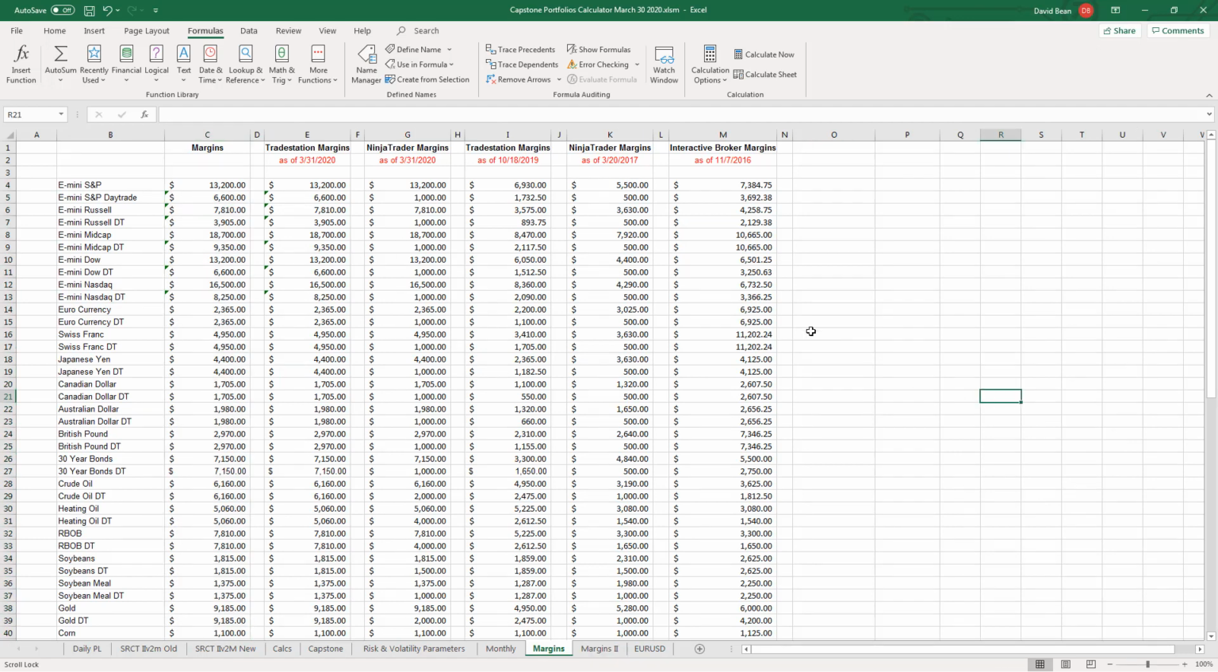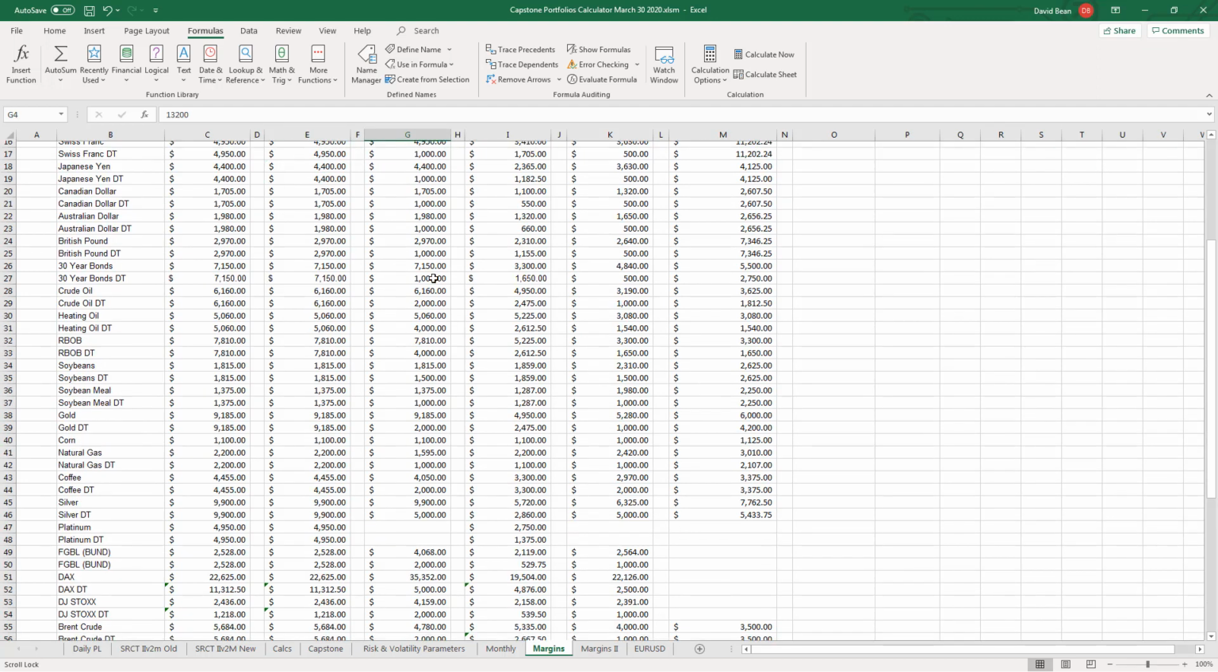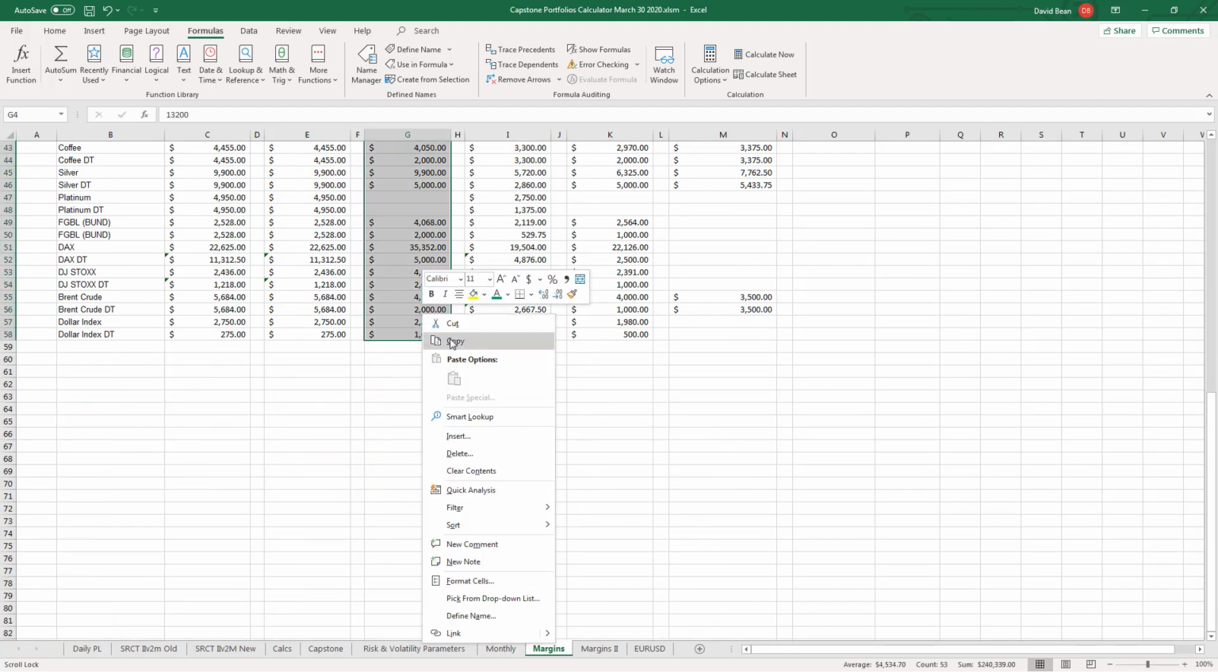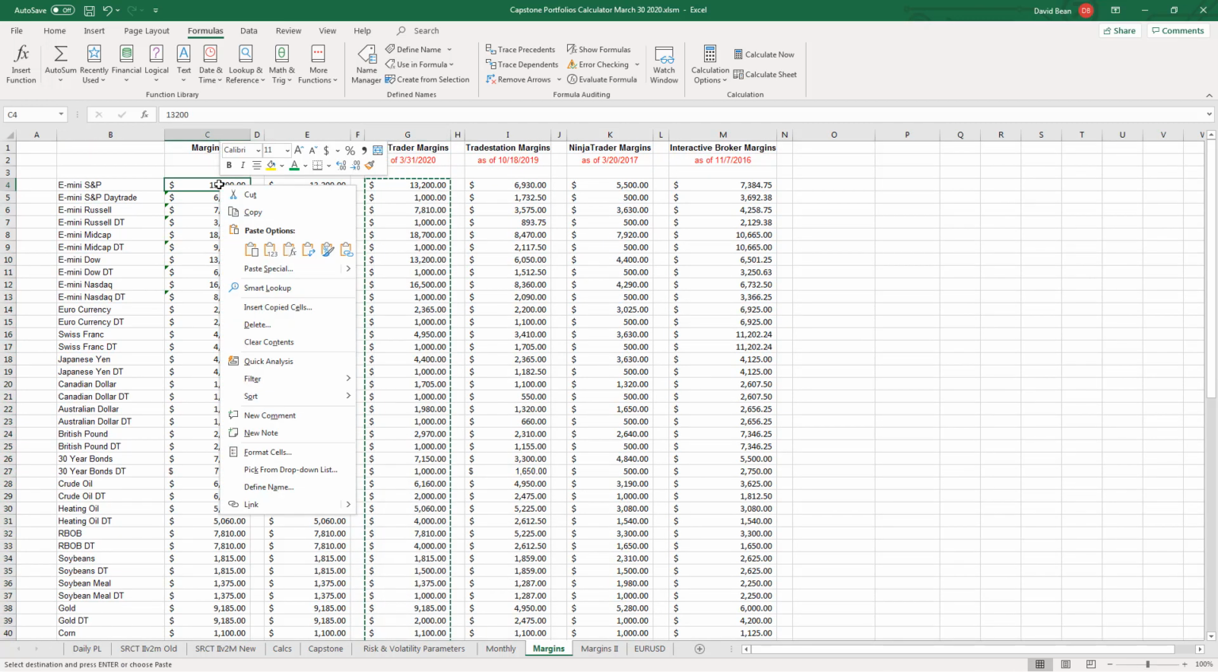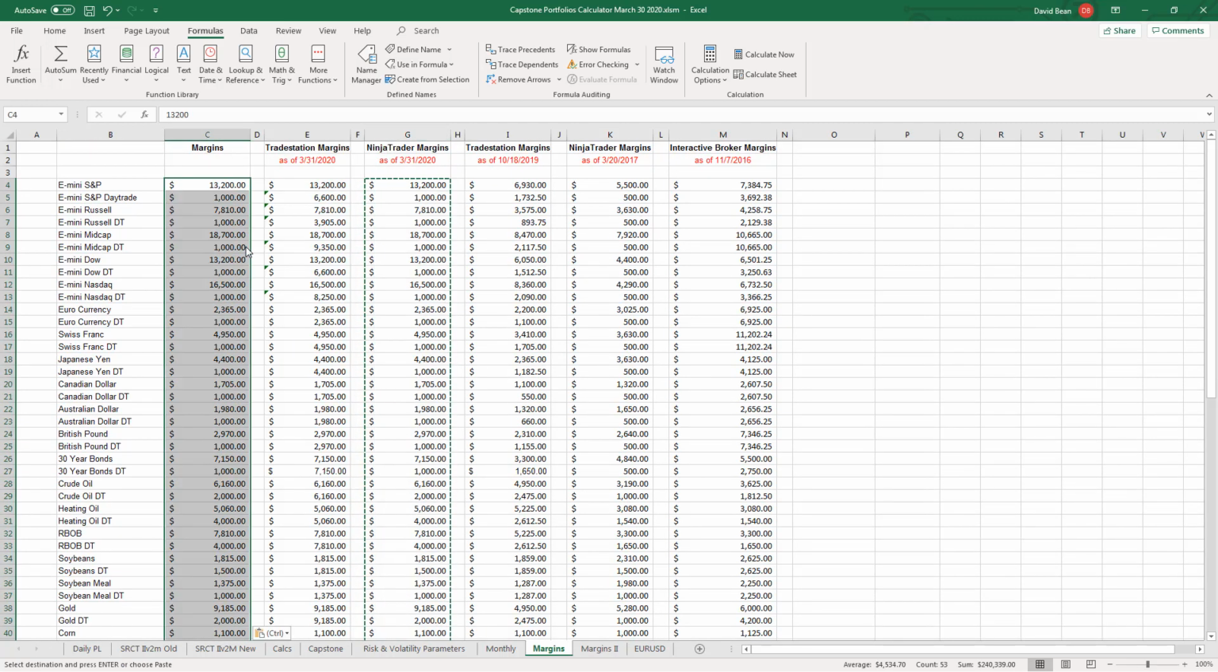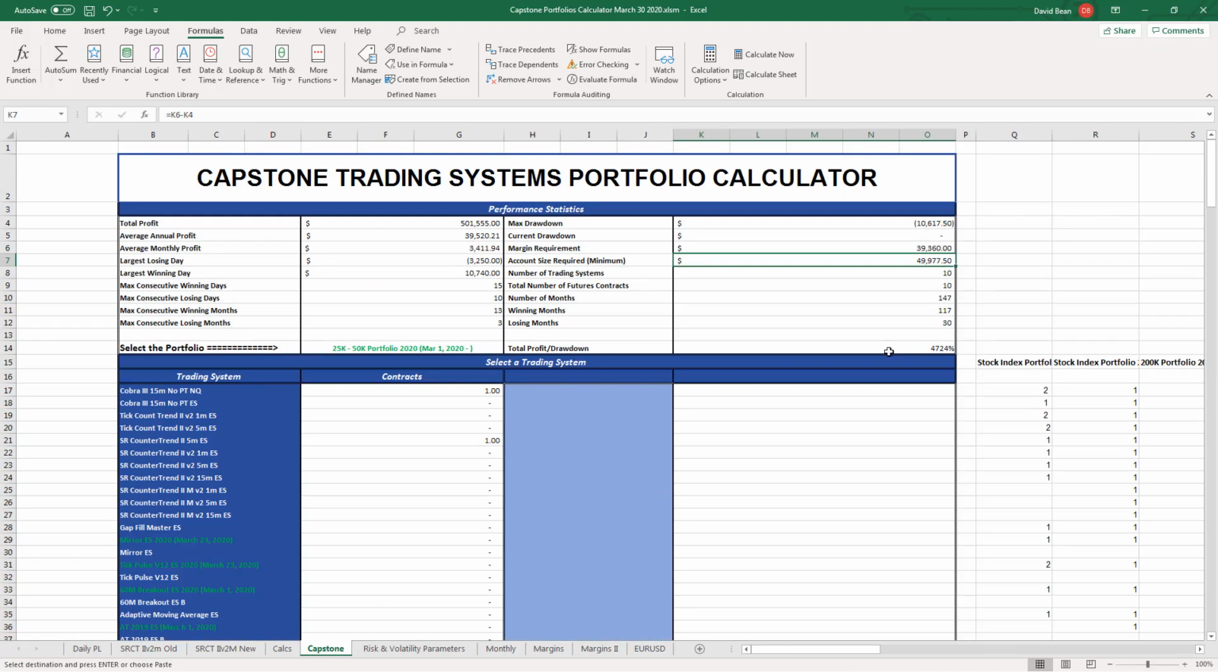You can go into the margins tab and you can put in any margin you want in this column, or you can copy and paste mine. And for NinjaTrader margins, I'm going to show you where I get that in a minute from the website. You can paste it right there and come back over here to the capstone tab, and you'll see that the margin requirement at the NinjaTrader brokerage right now is 39,360 with worst case drawdown. So you're right at 50K to trade that at a NinjaTrader broker. If you're limited in capital and you want to use less capital to trade, you can do that. So that's one of the options, or you could trade fewer strategies.